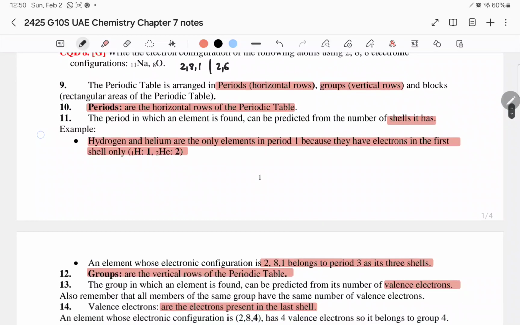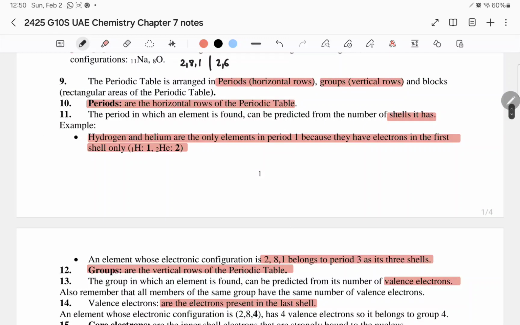Now, the periodic table is arranged in periods, horizontal rows, groups, vertical rows, and blocks, which are the elements. Periods are horizontal, groups are vertical, and the period which you can find an element in tells you how many shells it has. So if it's in period 3, it has shell 1 of electrons, shell 2 of electrons, and shell 3 of electrons. That's what they're telling you here. Hydrogen and helium are the only two elements in period 1 because they have electrons in the first shell only, H1 and He2.